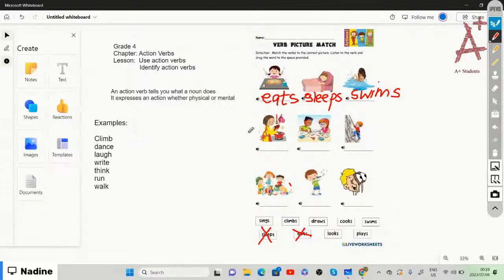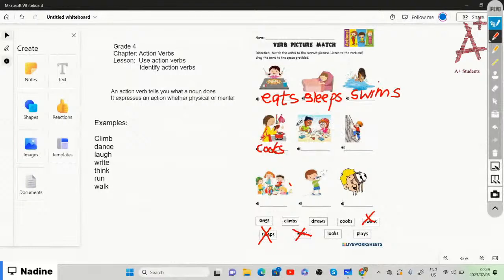All right, so the mother is in the kitchen, busy with the pots, right? What is she doing? She sings, she climbs, draws, cooks, looks, or plays. What is mom doing in the kitchen? Right? So mom cooks a nice meal. So mom cooks dinner, cooks lunch, cooks breakfast, right? Mom cooks.